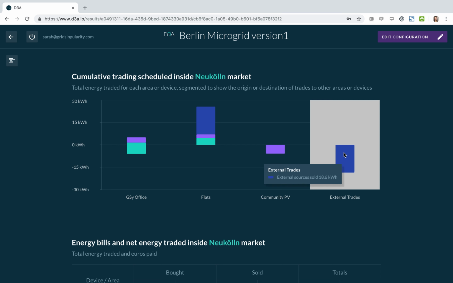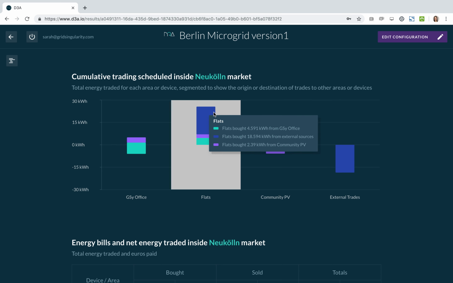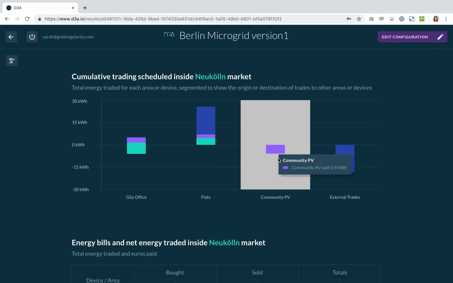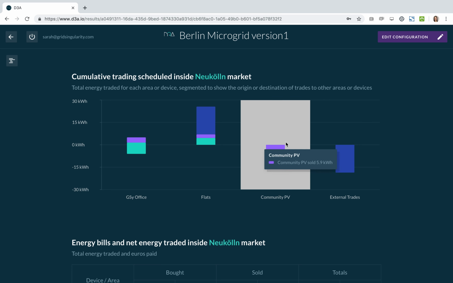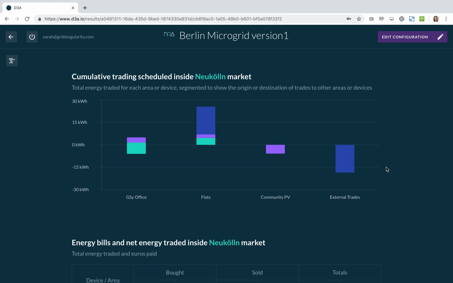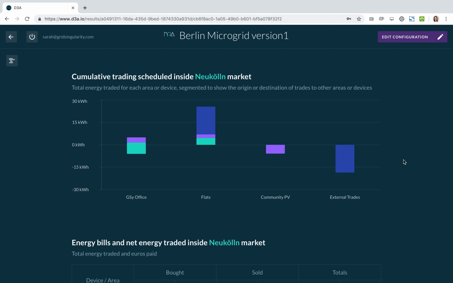And we can see, because this is dark blue, that this energy was sold to the flats. And it's possible as well, if there was a really big community PV here, and if there were loads externally outside the Neukölln market, the PV could potentially sell power to external sources, and then we would see a purple bar here.